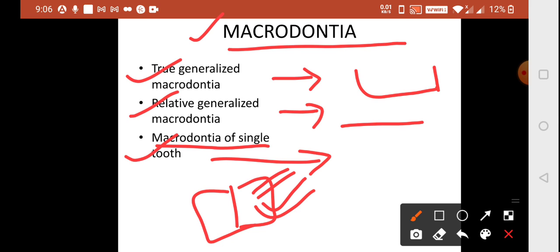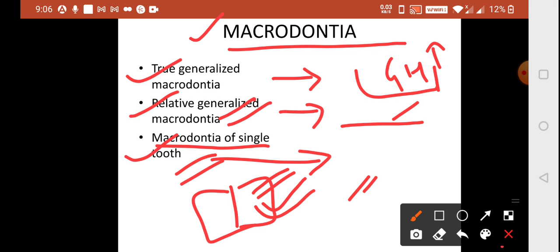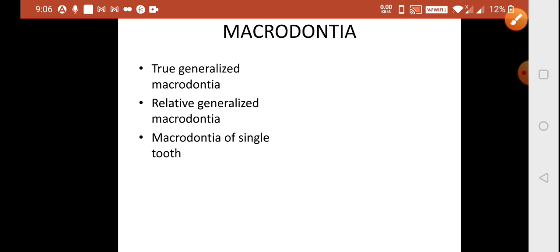Macrodontia of a single tooth is not otherwise found, but only in hemihypertrophy will the involved side teeth be of bigger size. That is what is found clinically. The question that can be asked from this topic is usually about relative generalized macrodontia: when the patient has relatively bigger teeth while the jaw size is less or normal, what is it? It is relative generalized macrodontia. Another thing you should know is growth hormone: whenever growth hormone is increased, there can be a relatively bigger size of the jaws. These things you should know, and that's it.